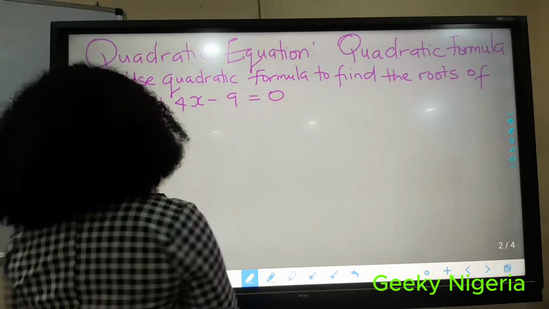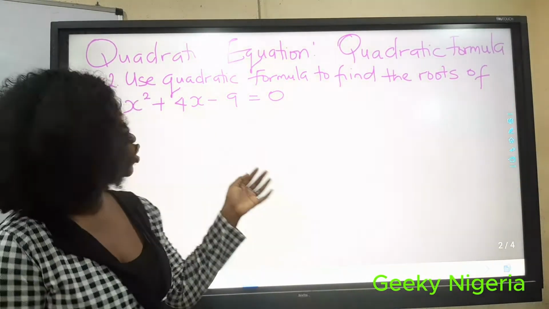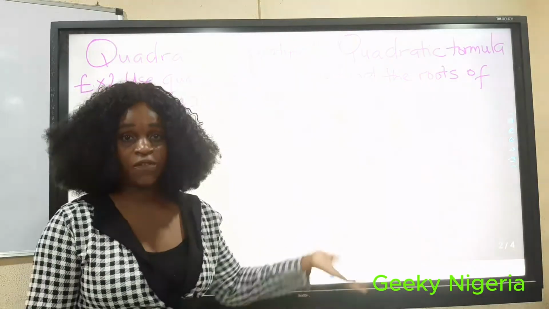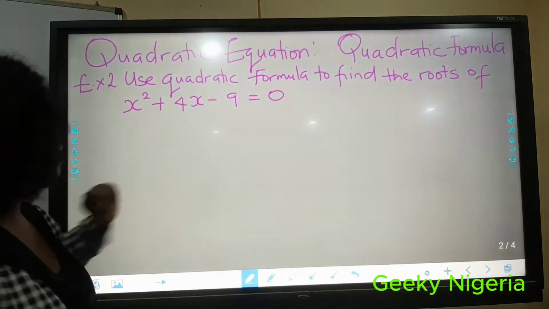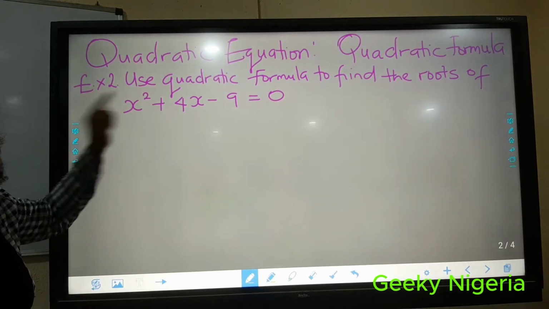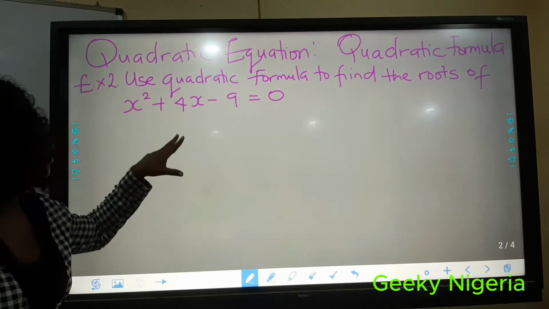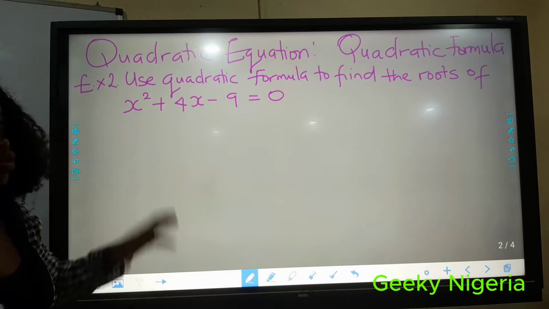Now, to our second example of quadratic equation using quadratic formula. If you want to check the first example, you can go and check the previous video. So now it says, using the quadratic formula, find the roots of x squared plus 4x minus 9 is equal to 0.